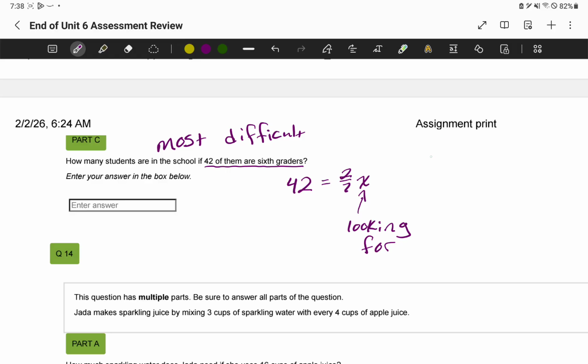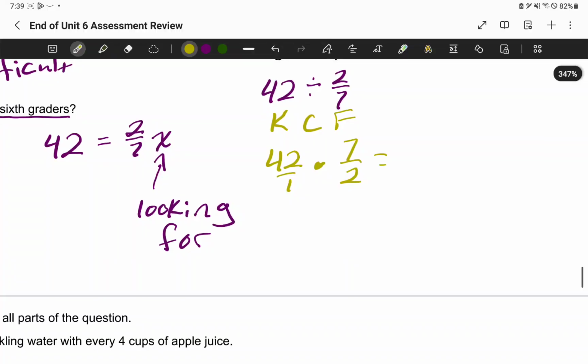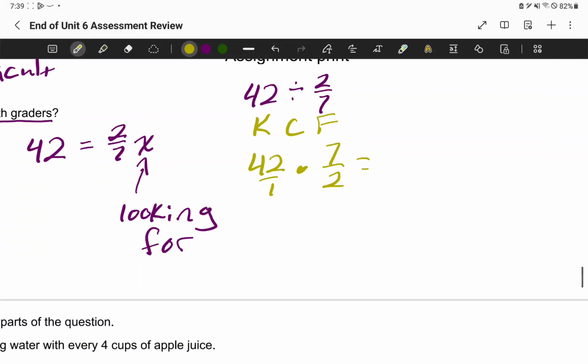And so since we would normally multiply, we have to do the opposite. We're going to do 42 divided by 2/7. And so keep, change, flip. So 42 over 1 times 7 over 2. Well, this is where things get annoying. 'Cause now, I know what I would do, but when I've done it, it's flipped people out.